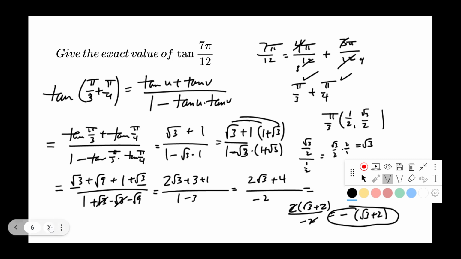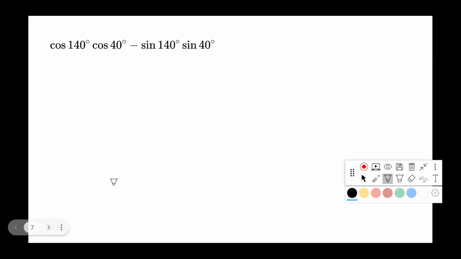And let's take a look at one more, which is a little different. No, two more, sorry. Cosine 140 times cosine 40 minus sine 140 times sine 40. All right, so you might be looking at this and saying, well, 140, it's not on the unit circle. 40 is not on the unit circle. How am I supposed to do this? We're going to use the identities in reverse. Look at the right side of your identities and show me which one matches what we're given and what you're supposed to get on the left-hand side.